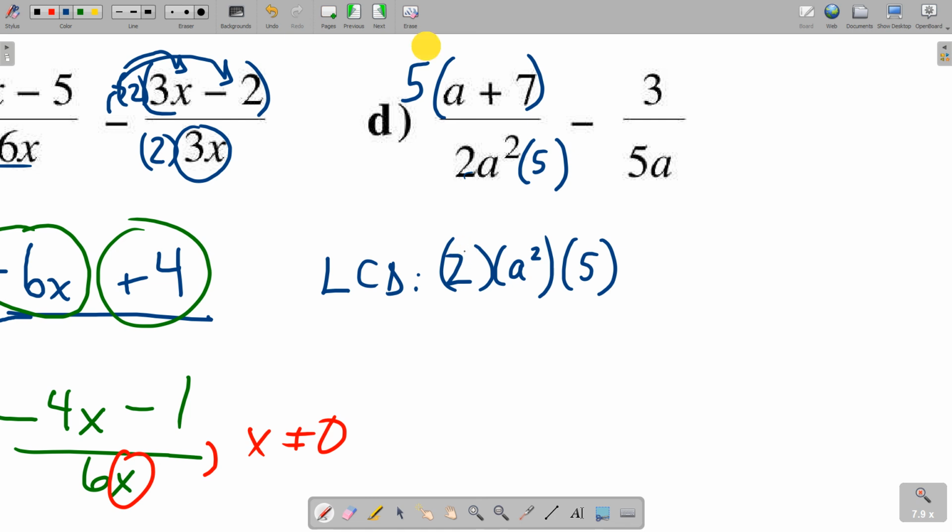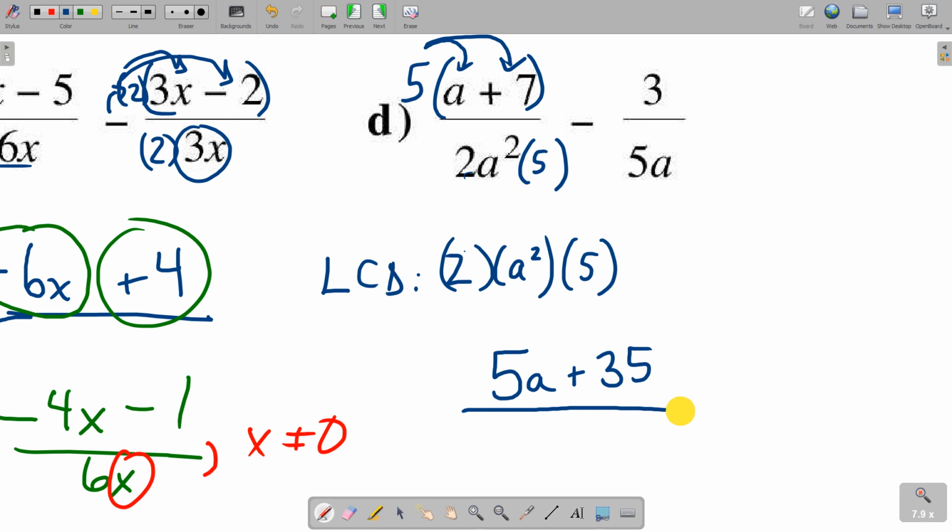Let's do that distribution right now. 5 times a, I'll put way down here, 5a. 5 times 7 plus 35. All over. What's it all over? Well, I found my LCD. 2 times a squared times 5. We can combine the numbers, by the way. 2 times 5 is 10. A squared is the denominator.